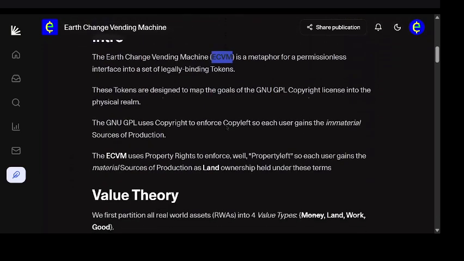So the claim here is that we need to actually make it so that the user gains the material sources of production, especially land. We call this a concept property left.